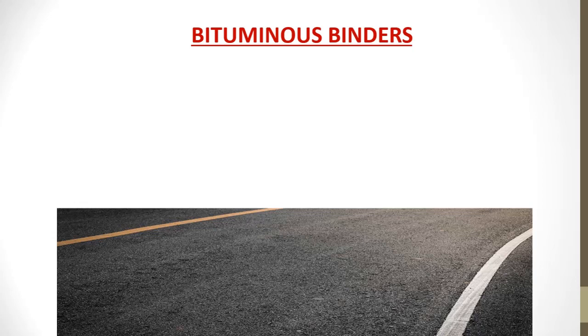In this lecture, we will study about bituminous binders. So what exactly are bituminous binders? As you all know, the major component of a flexible pavement is the BT layer, or the bituminous layers. What is actually this bituminous layer? A bituminous layer is nothing but some aggregates joined together in certain proportions with a glue. What exactly is this glue? This glue is nothing but bituminous binders.